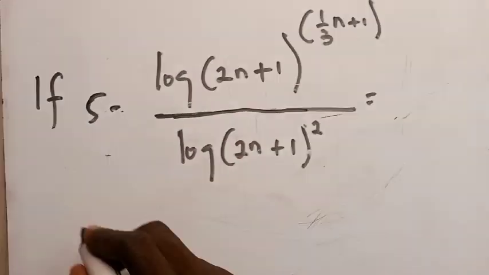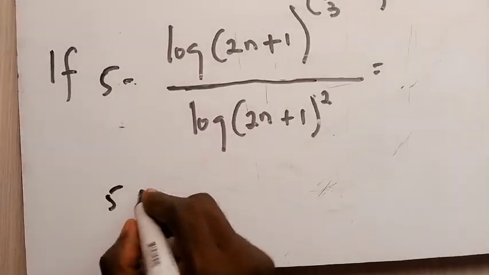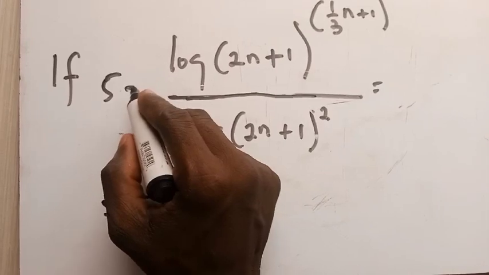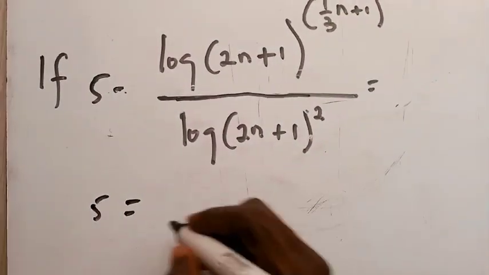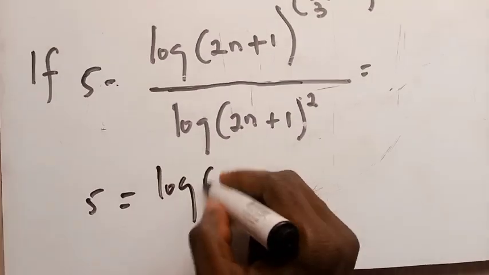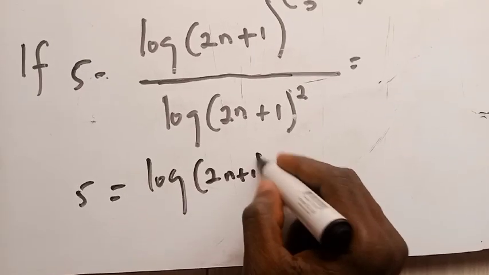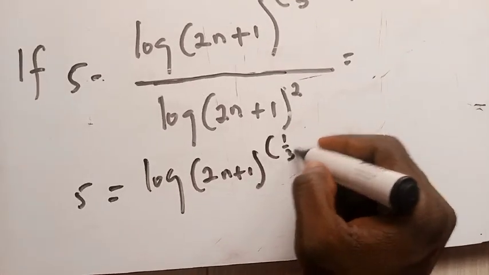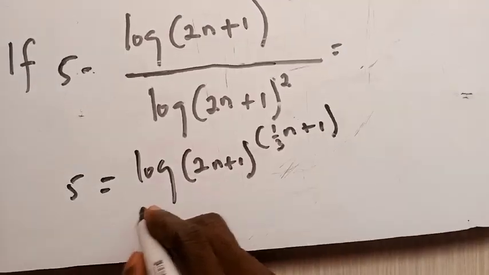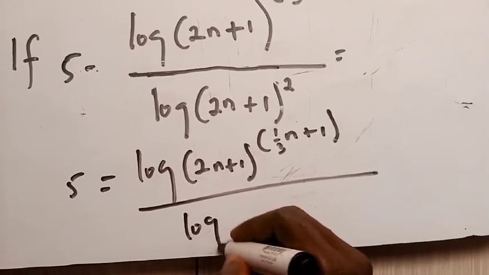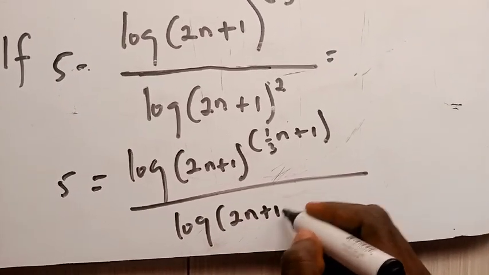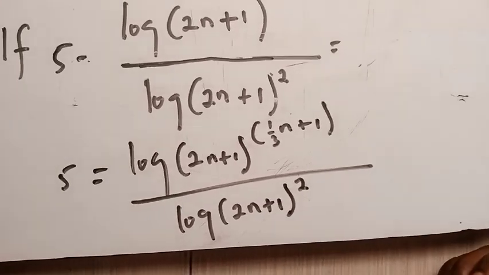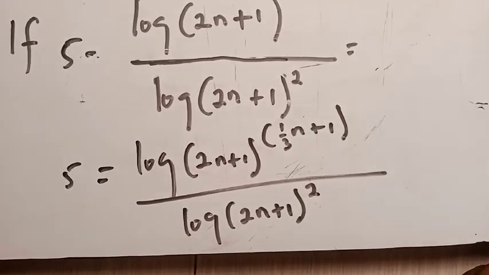So from this we have 5 equal to, so this negative logarithm goes to the other side, making it positive, right? So that's log of 2n plus 1 raised to the power 1 on 3n plus 1, everything divided by log of 2n plus 1 raised to the power 2. Is that okay? So perfect.